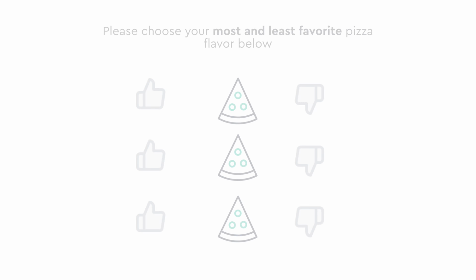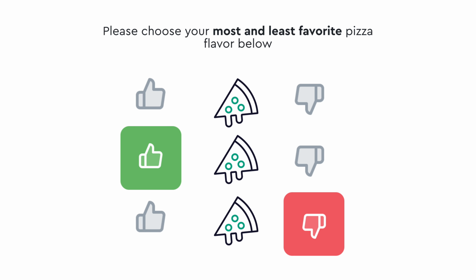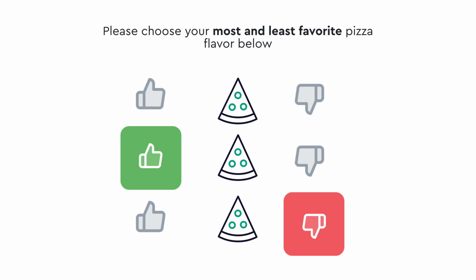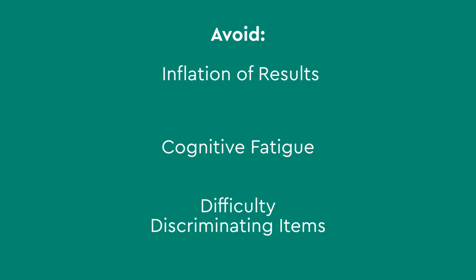During the max diff exercises, participants are asked to rate the worst and best options out of a small subset of a total list of items. This helps avoid inflation of results, cognitive fatigue, or difficulty discriminating items that fall more into the middle. Once the consumer preferences are in, it is time to dive into the actual turf analysis.